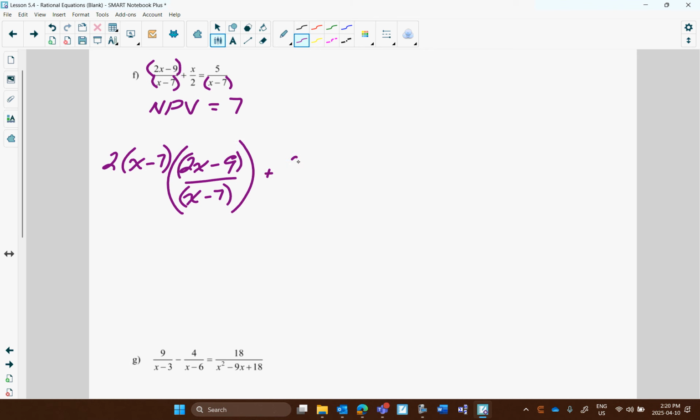Then plus 2 times x minus 7 times x over 2 equals, one more time, 2 times x minus 7 times this last fraction, 5 over x minus 7.